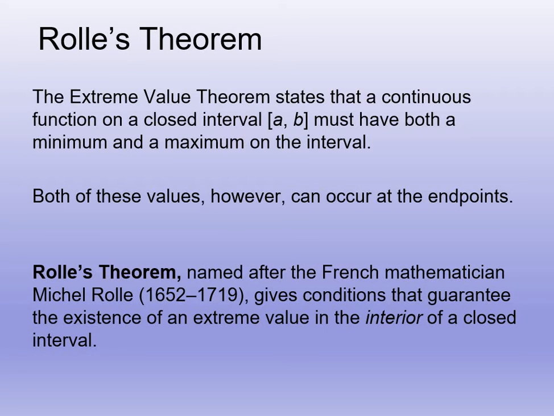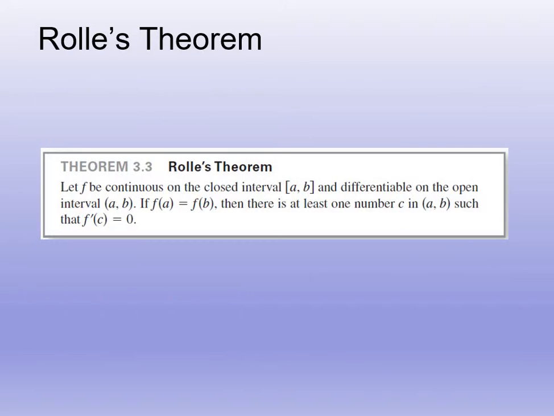So, the extreme value theorem states that a continuous function on a closed interval a to b must have both a minimum and a maximum on the interval, right? Remember, it's a closed interval in this case. So, those mins or maxes can occur on the endpoints of the function, okay, as we work through this.